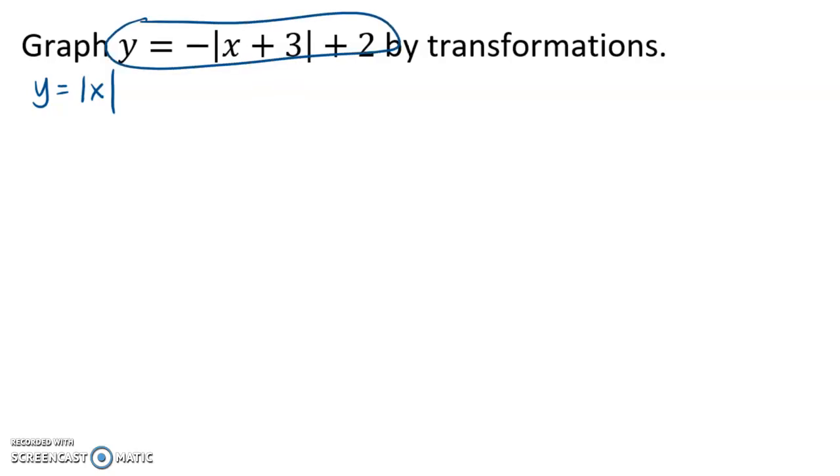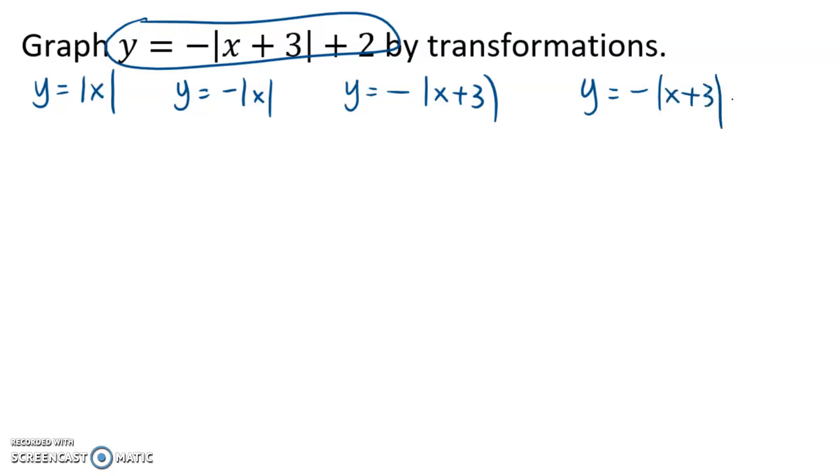Okay, so to transform our basic function to that function, first I will multiply a negative x to the whole thing. I can do that. And then I'll replace the x by x plus 3. Then I will add a 2 to the whole thing. So this is my plan.